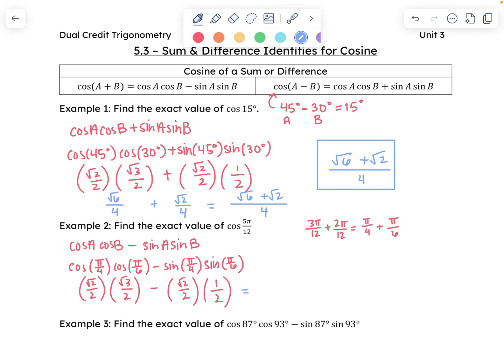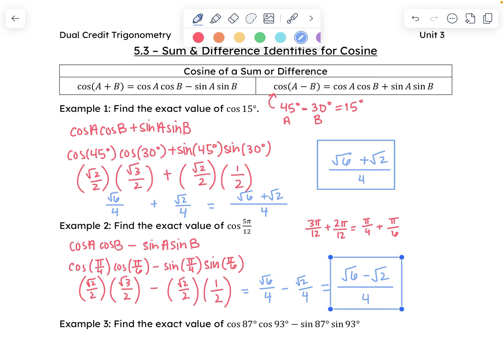Okay, I'm going to keep simplifying, so I get the square root of 6 over 4 when I multiply together the first two fractions, minus the square root of 2 over 4 when I multiply the second two fractions together. There we go. And so I can write it all together as the square root of 6 minus the square root of 2 all over 4.